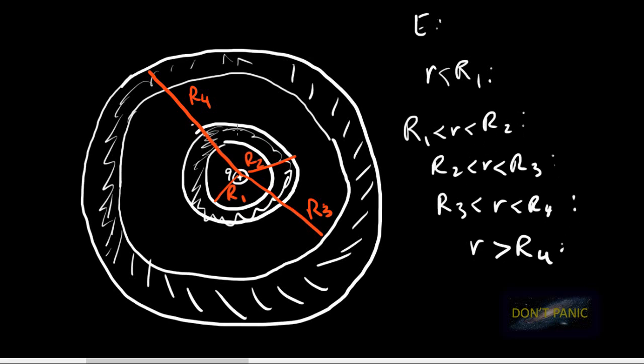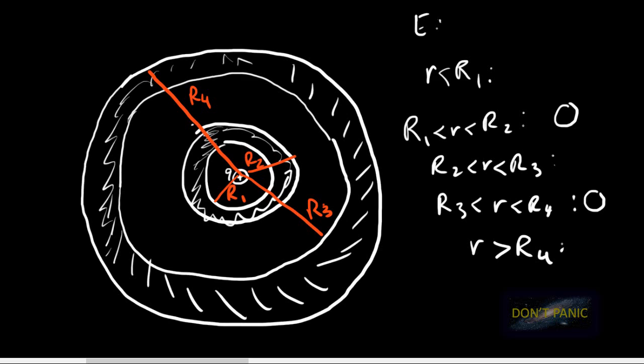Okay, so we know that for the region R1 less than R less than R2, the electric field is 0. We don't even have to do anything. We already know it's 0 here. And then also in this region, the electric field has to be 0, because that's this region. What about the other regions?